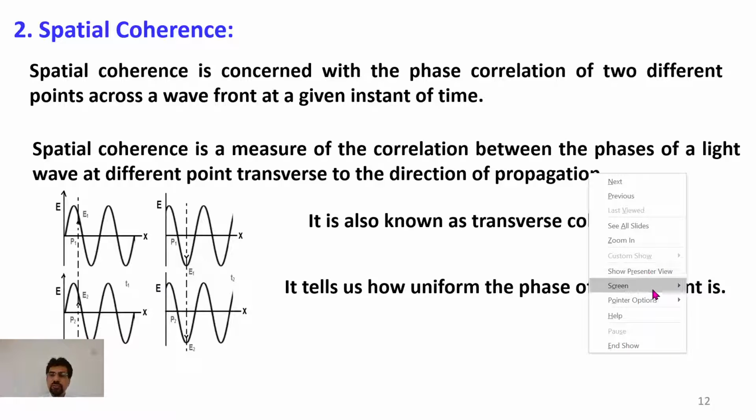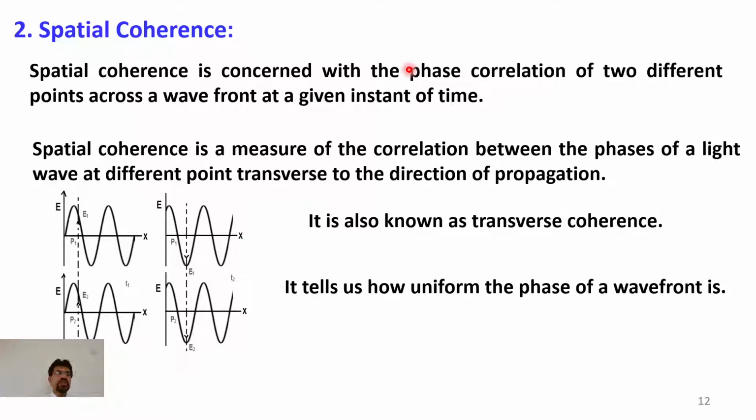Now we are going to see the second type of coherence, which is known as the spatial coherence. The spatial coherence is concerned with the phase correlation of two different points across a wavefront at a given instant of time. That means when two waves are propagating in space, the spatial coherence gives the correlation of the two different points across the wavefront at a given instant of time. Here we are considering two points, P1 and P2, so the spatial coherence gives the correlation of the phase of these two waves at the two different points.